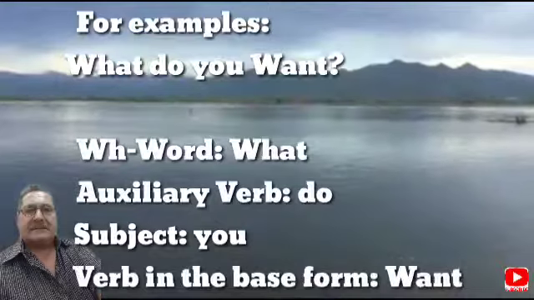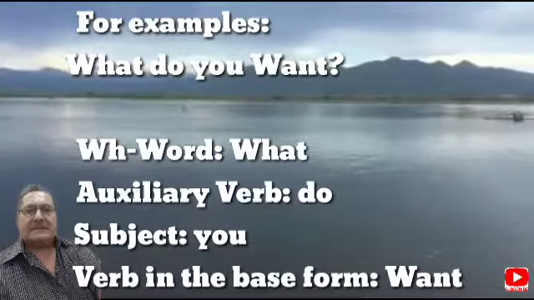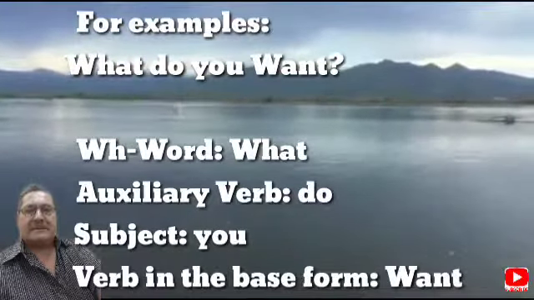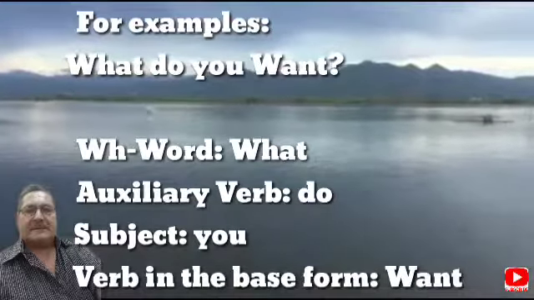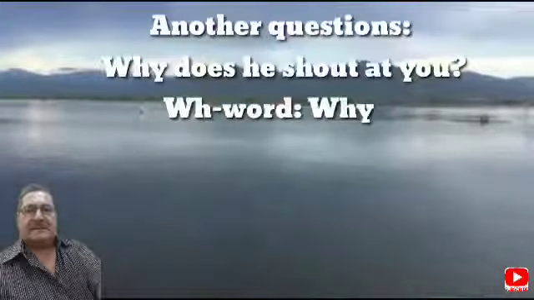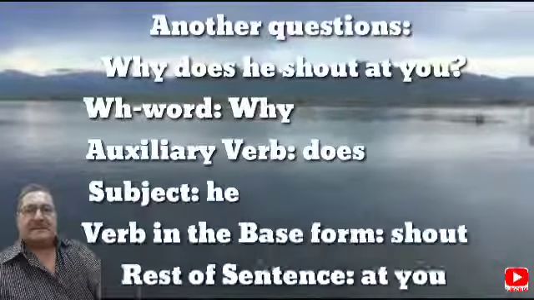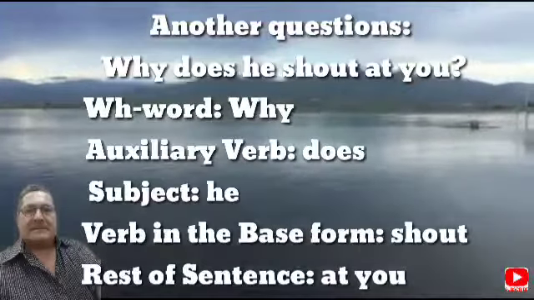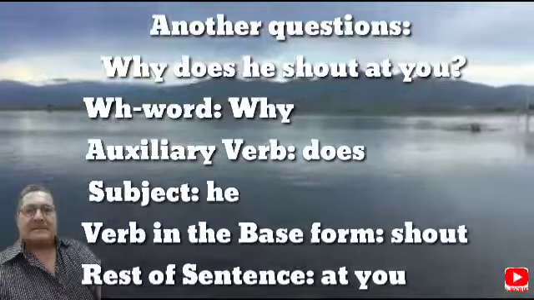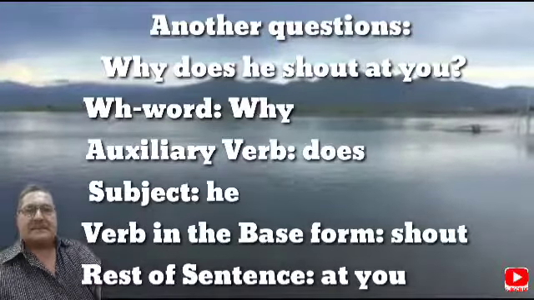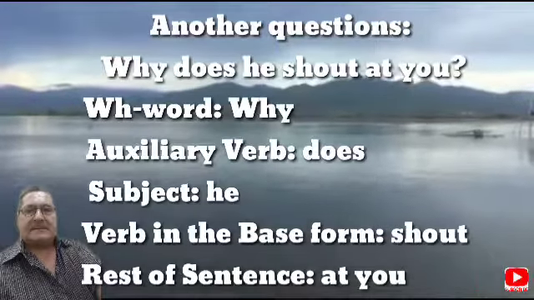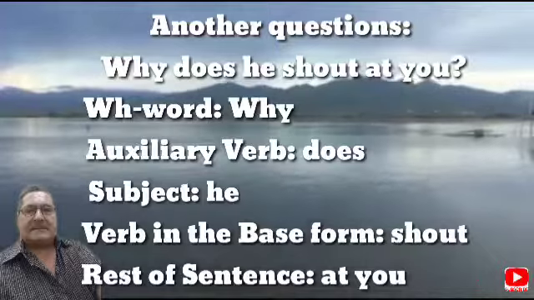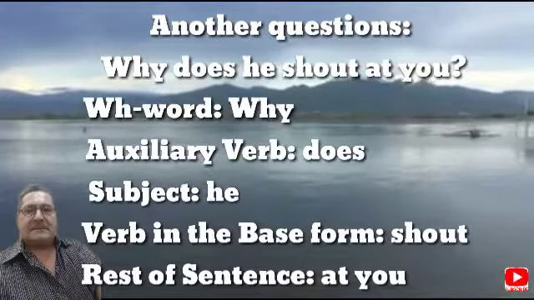The WH word is what. The auxiliary verb is do. The subject is you. The verb in the base form, want. Another question. Why does he shout at you? The WH word is why. The auxiliary verb is does. The subject is he. And the verb in the base form is shout. The rest of the sentence is at you.